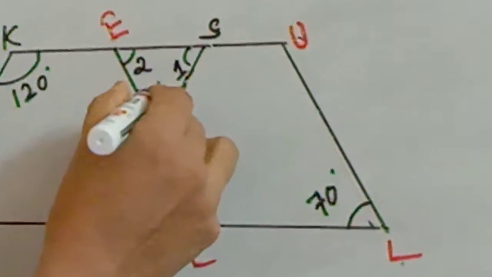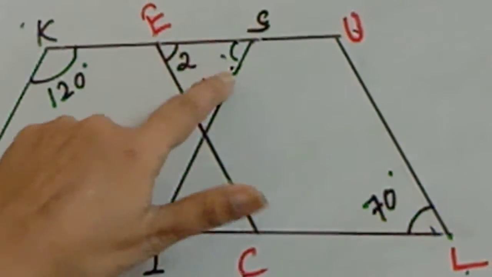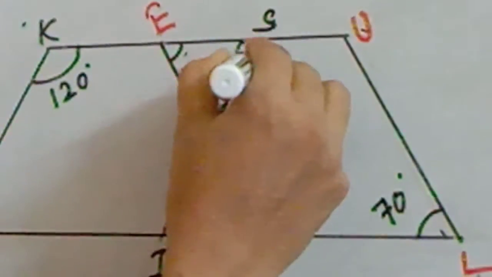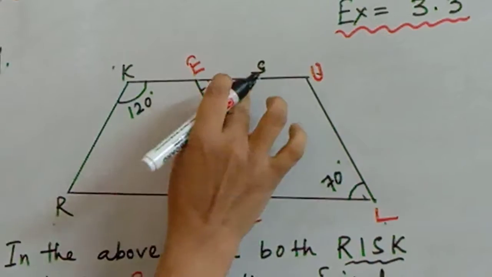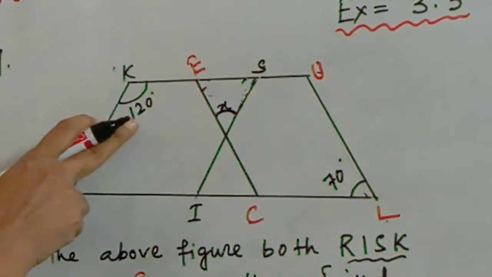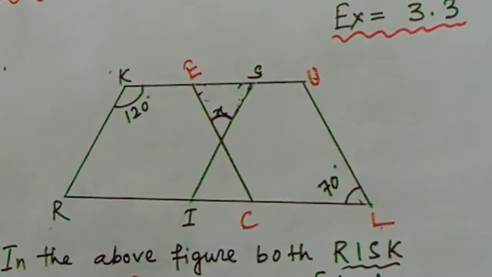You have to find the value of x. Now these angles I have given the name; it was not there. As you can see, only the diagram is given. In this way, angle K is 120 degrees and angle L is equal to 70 degrees.